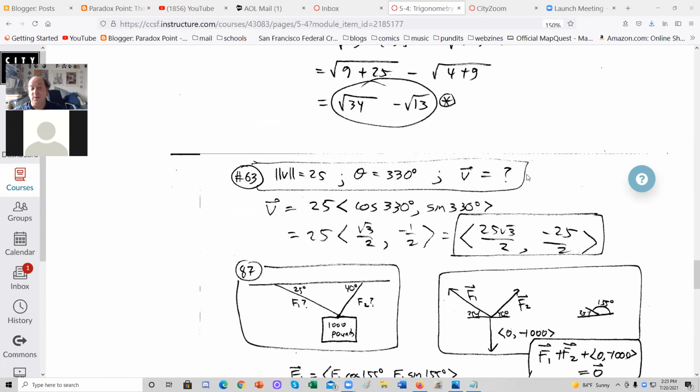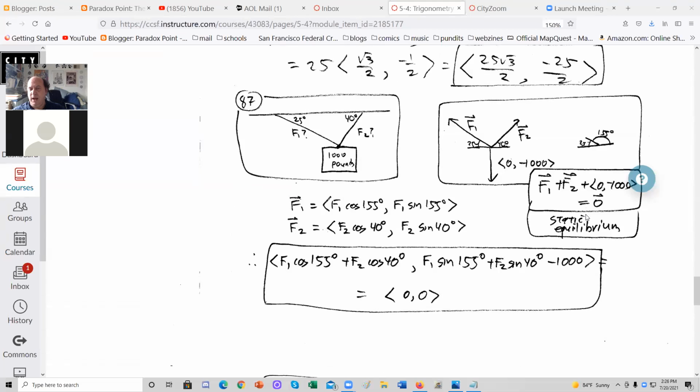Here we have some ones which finally do a little bit of trig. Given a vector, length 25, at an angle 330, what are its components? Well, it'll be 25 times cos 330 by sine 330. Cosine 330 is root 3 over 2. Sine 330 is minus a half. All that times 25 is 25 root 3 over 2 by negative 25 over 2. That ends that.